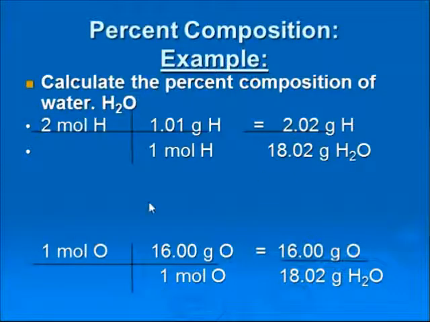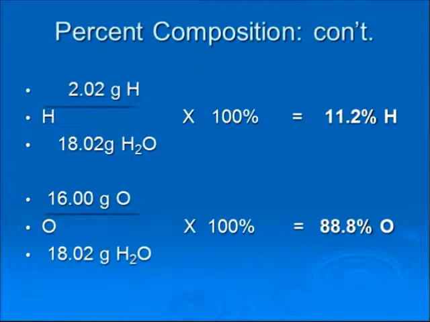So for hydrogen it's 2, and for oxygen it's 16. I'd say 2 divided by 18 and 16 divided by 18, and that's going to give me my percentages. It ends up equaling 11.2% for hydrogen and 88.8% for oxygen. So that's their percent composition. Pretty straightforward, not too hard really. All it is, you're just figuring out each individual mass of the compound and dividing it by the total.